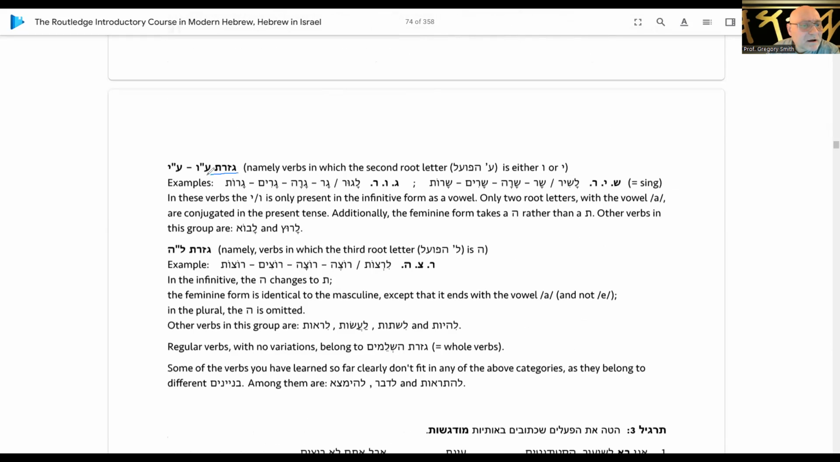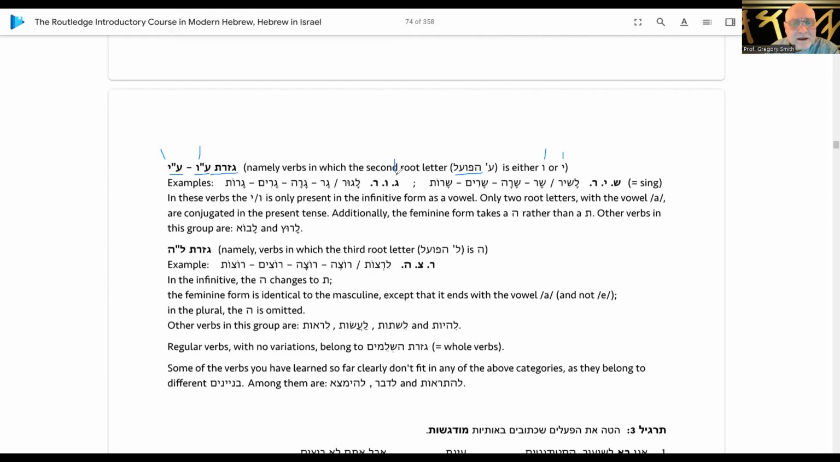So we have the gizra, and then we have the ayin. So this would be like the middle one, probably. Yeah, the middle letter in the root. And then ayin. Okay, so namely verbs in which the second root letter, that would be ayin in the example, pu'al, is either a vav or a yod. So basically, this is getting really deep into why these conjugations look this way and how you can recognize them, essentially.